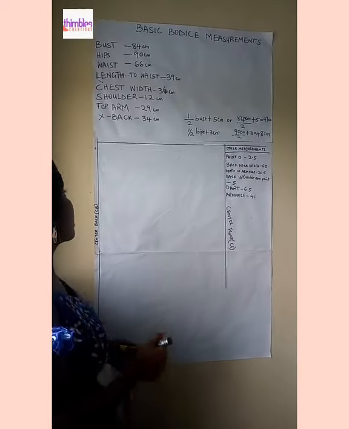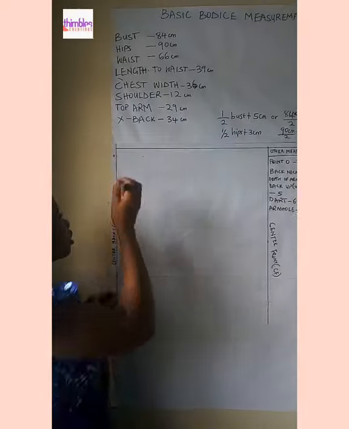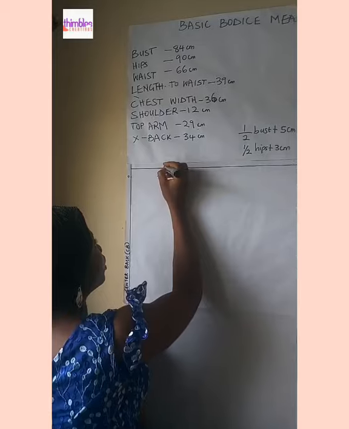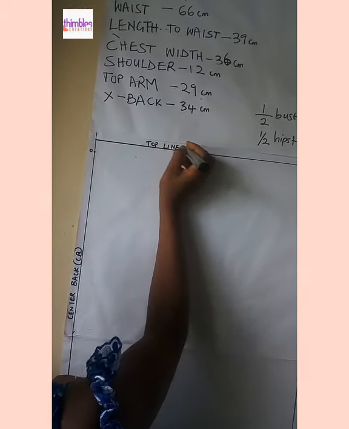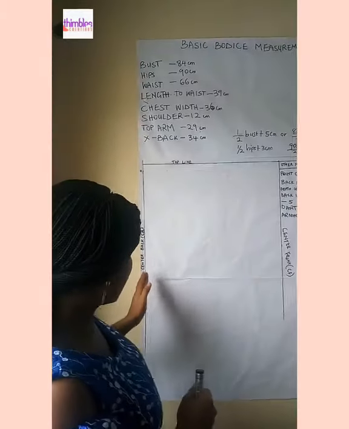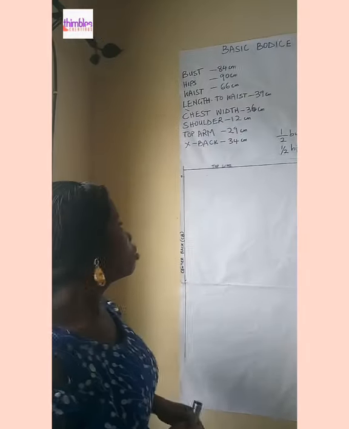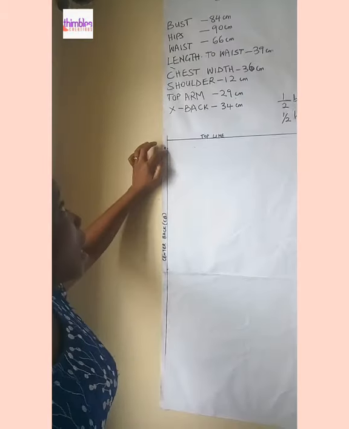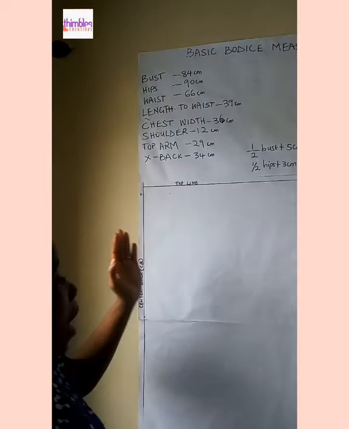Here I have got my point O. Remember, you just mark it. What's your top line? Your top line. This side is your back side, your center back, your CB line. From this point O, we are going to get our waistline and our hip line. How do we do it? Our length to waist.